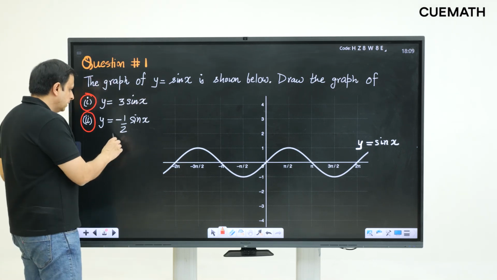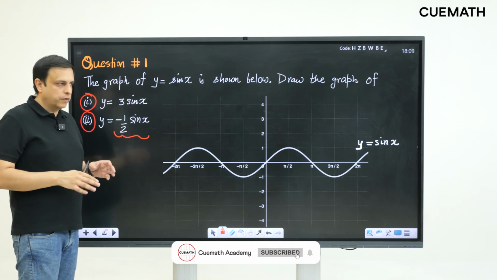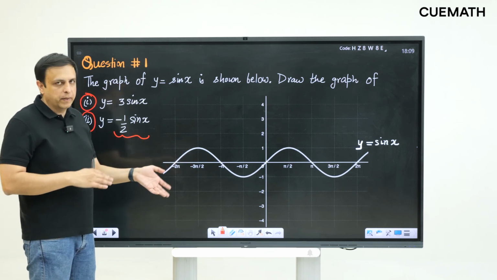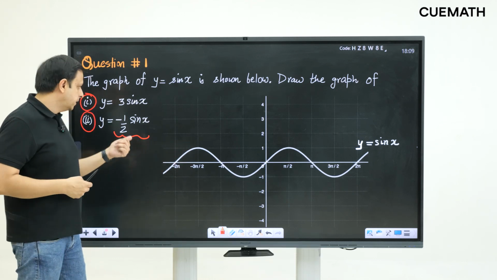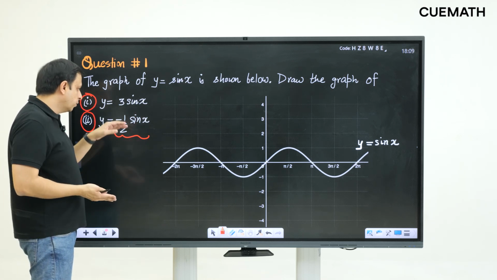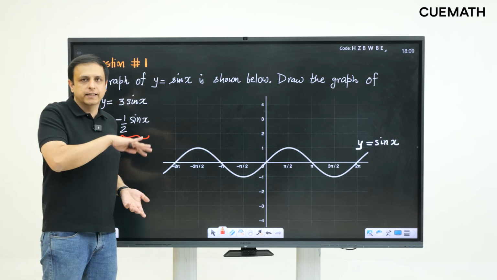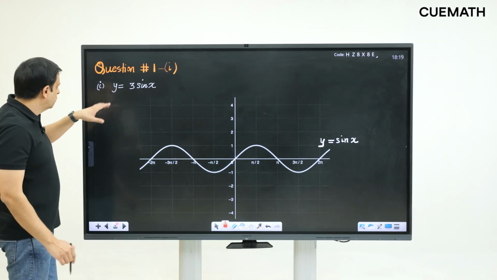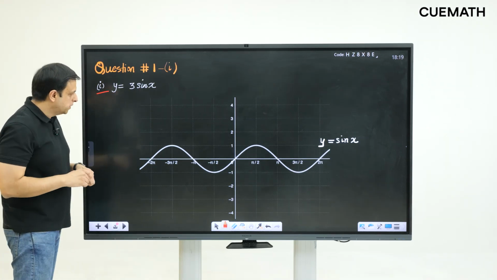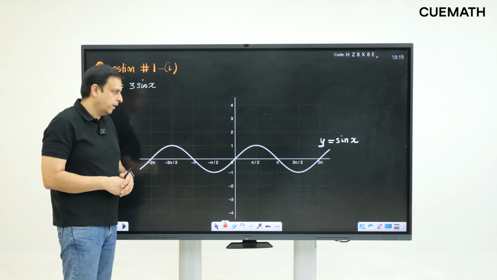And in this case, minus half sine x, what should happen? Well, you could do it in two ways. You could first flip this graph to make it minus sine x and then apply the scaling factor of half, which would be a vertical shrinking. Or you could first shrink this graph by a scaling factor of half and then flip it. So first we'll do the graph of y equal to 3 sine x. So that is a vertical stretching by a factor of 3.